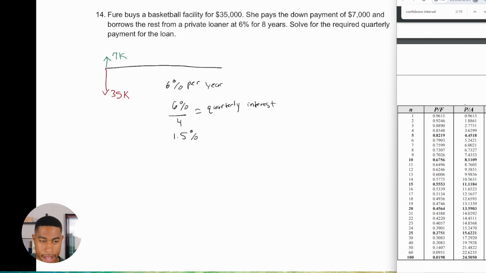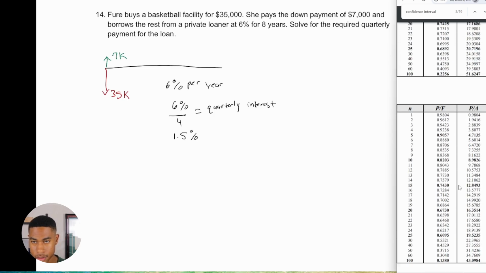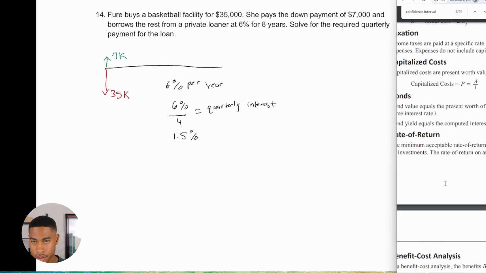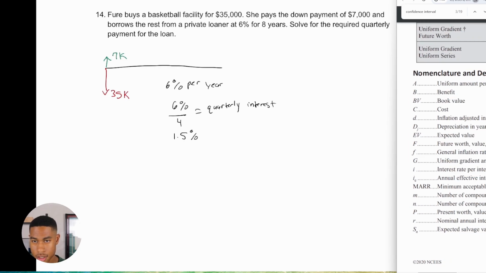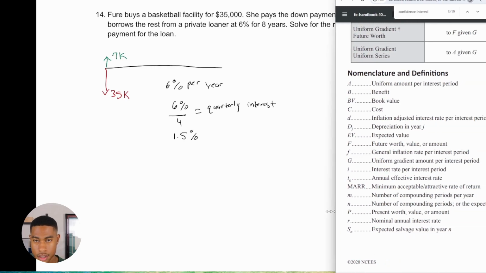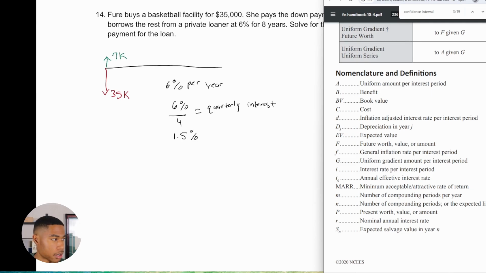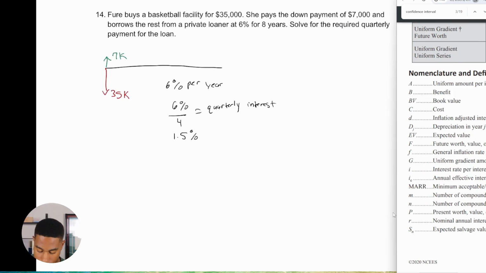We still have an A value, right? A value is just a uniform amount, and in the handbook it gives you the definition of what A means. A is just the uniform amount per interest period. So we're still trying to get A given P, but we need to make sure our n value is correct.